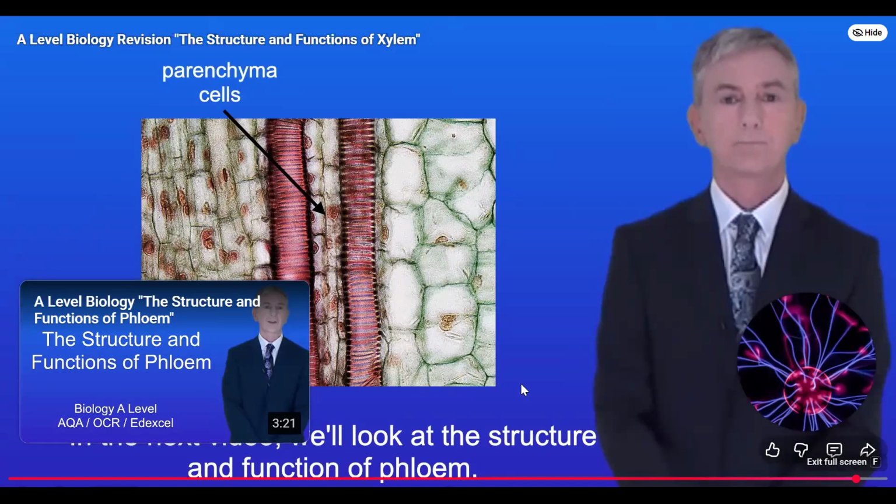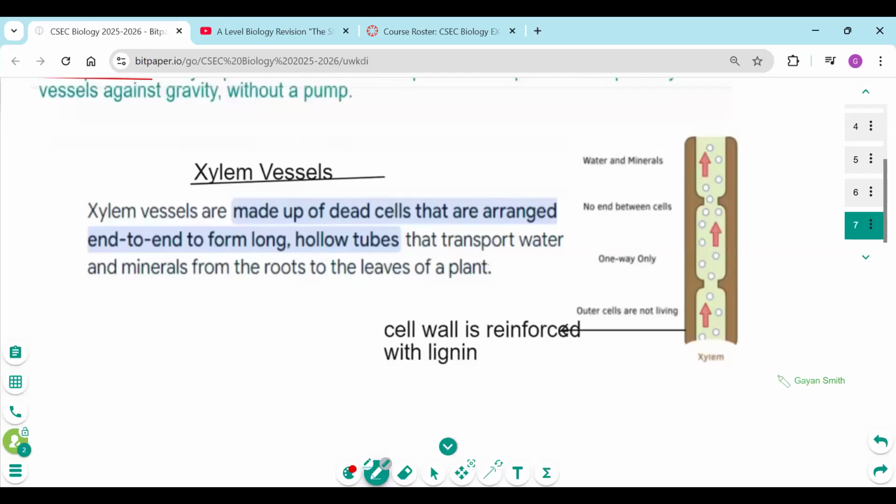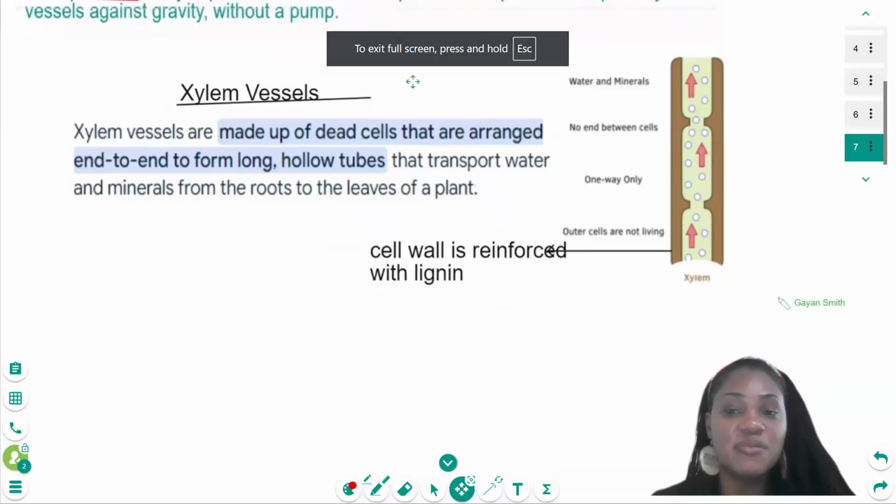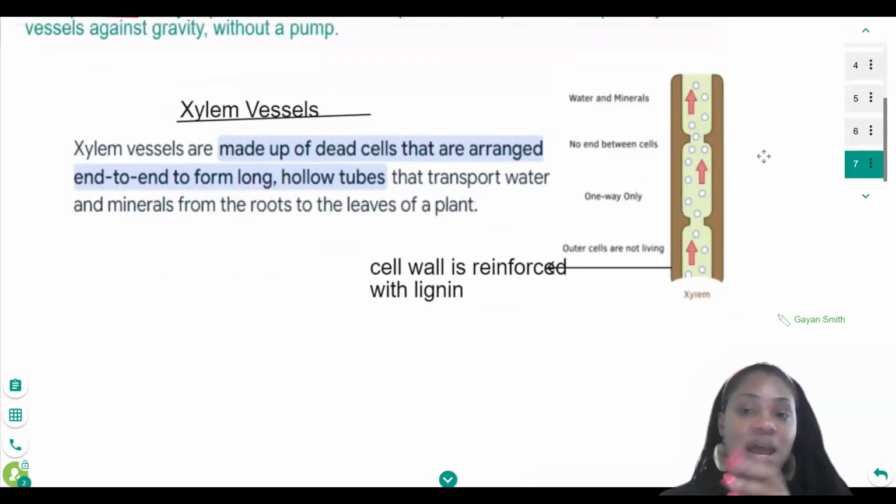So we saw that the xylem vessels are these dead vessels, right? So they initially were alive. So they were initially made from plant cells that were stacked upon each other. But as we saw in the video, the partition between the cells got removed and all the contents of the cell got removed so that it became hollow, so that it allows a passage for water to pass through. So xylem vessels are made up of dead cells that are arranged end to end to form long hollow tubes that transport water and minerals from the roots to the leaves of a plant.